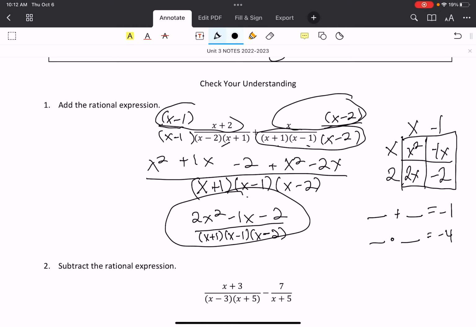Except for excluded values. Yes, we want to state our excluded values. Do you have to state them every single time or only when it asks? Every single time, because it's going to ask every single time. So x is not negative 1, 1, or 2.